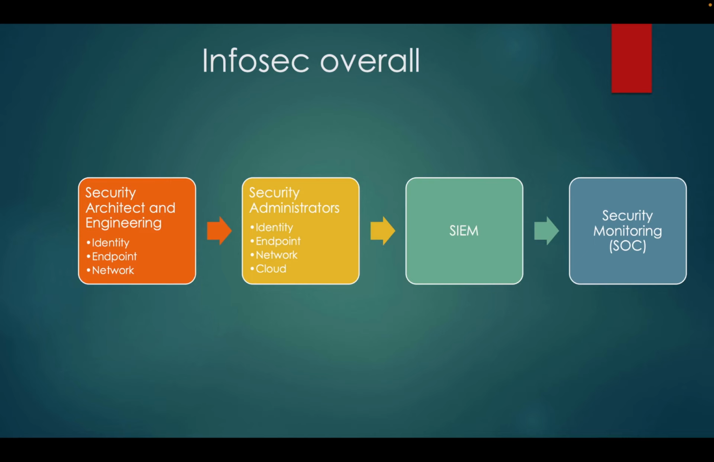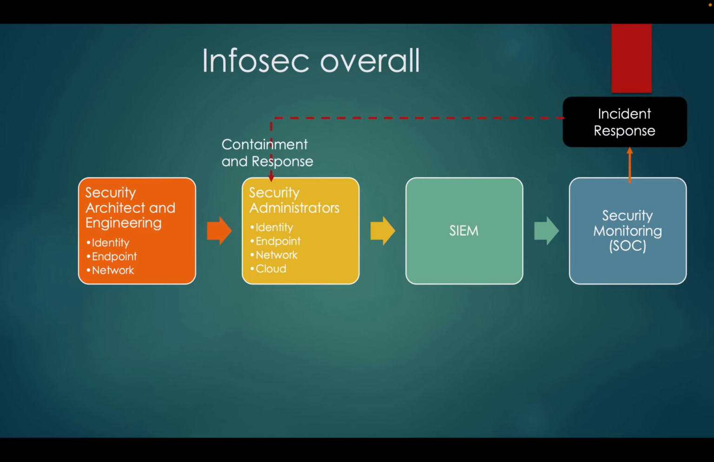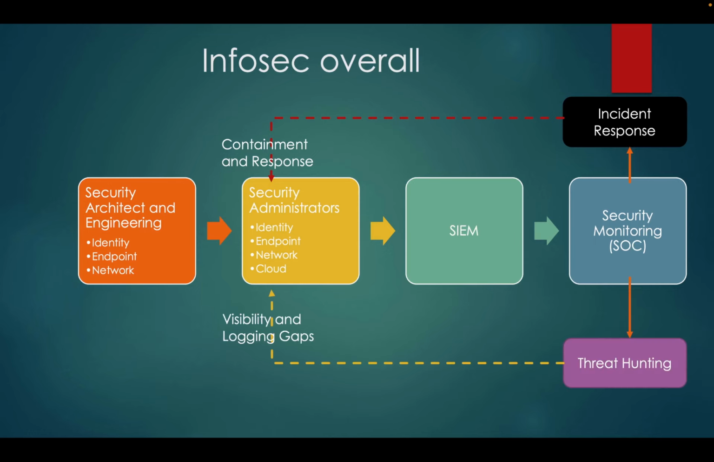Now what? How do they internally connect? So incident response, as I mentioned in the previous video, will reach out to security administrators for containment response. The threat hunting team similarly reaches out to security admins for visibility and logging gaps, and similarly these guys reach out to the security architect engineering team that, hey, we have these missing features that are essential for something or the other. From a security defense perspective, our threat hunting team can reach out to the architect engineering team that, hey, we need a solution to cover this gap.